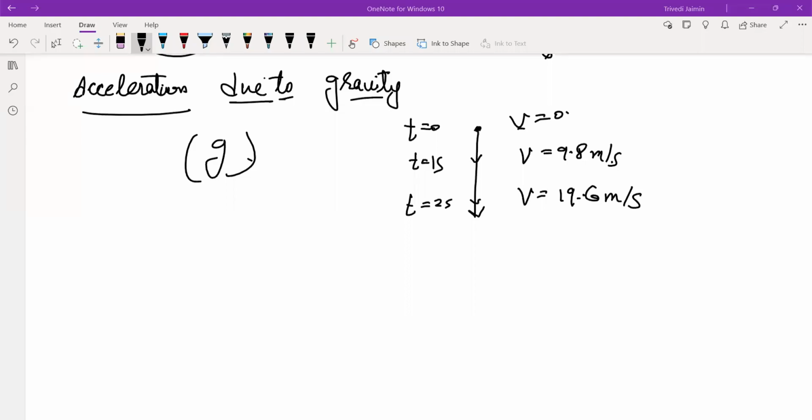See, at t equals 0 seconds, that means the initial condition, the velocity at the start is 0. Now, when time is 1 second, that means 9.8 meters per second by 1 second, means 9.8 by 1. So every second, 9.8 is added. See that at 2 seconds, velocity is 19.6 meters per second.